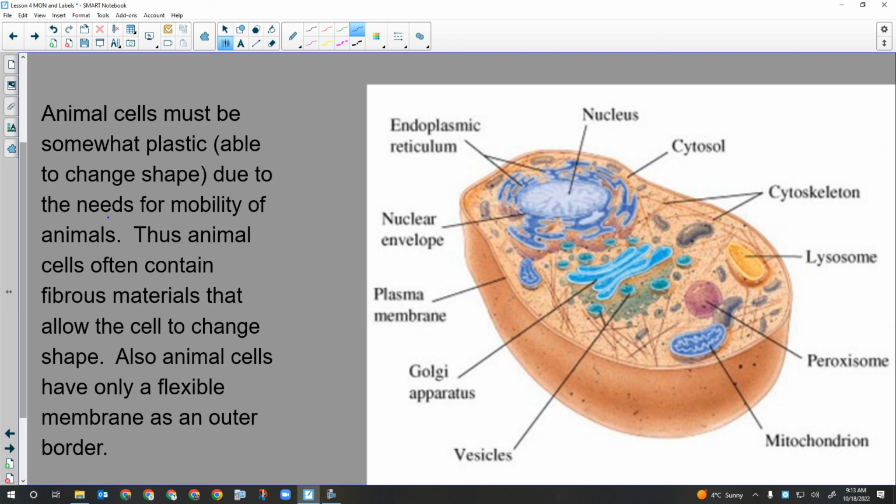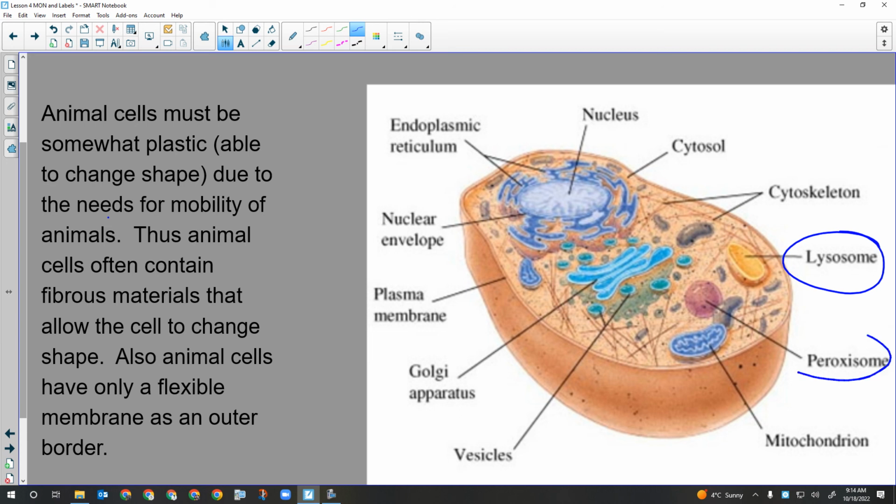Within the animal cell, there are a couple of special organelles that an animal cell has that you won't see in a plant cell. That would be the lysosome. The lysosome is the stomach of the cell. That's where digestive enzymes are stored, so that complex carbohydrates and proteins and things like that can be broken down.